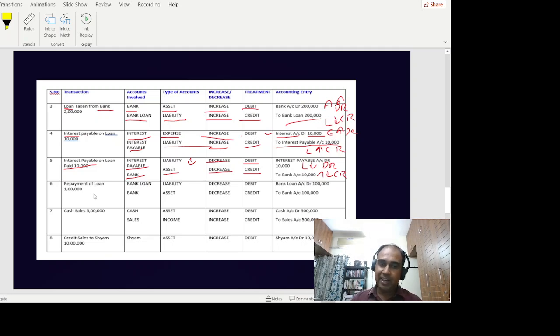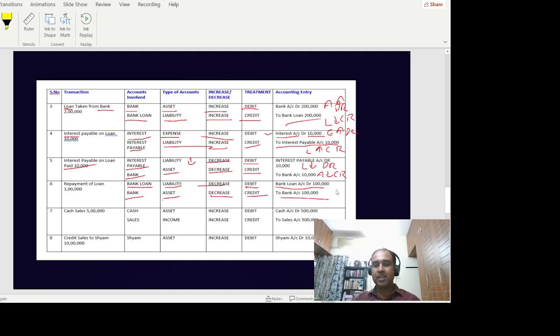Repayment of loan, guys. Now I have taken a loan, that means I have to pay the loan also. The entry will be what? The two accounts involved are bank loan and bank account. Now bank loan is a liability. Liability is decreasing. When liability is decreasing, I have to do a debit. The bank loan account will be debited. And when I repay the loan, the asset will decrease. Decrease means credit.